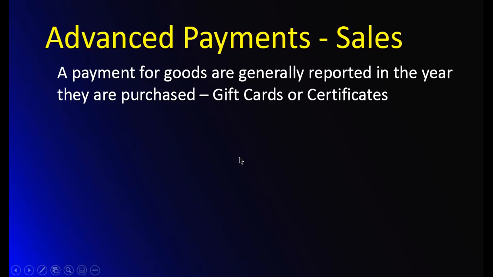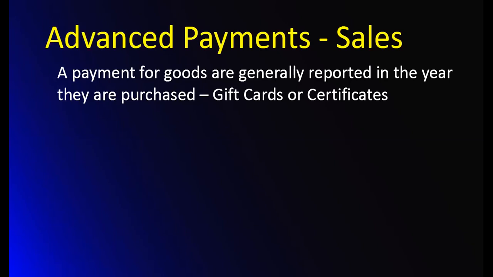Think about it when you're buying a gift card. I think I worded that statement wrong. A payment for goods is generally reported in the year it is purchased, and then I should have put, with the exception of a possibility of gift cards or gift certificates, is what I meant to say. Think about when you buy a gift card: you're paying cash at one time with the anticipated use of that cash at a later date.